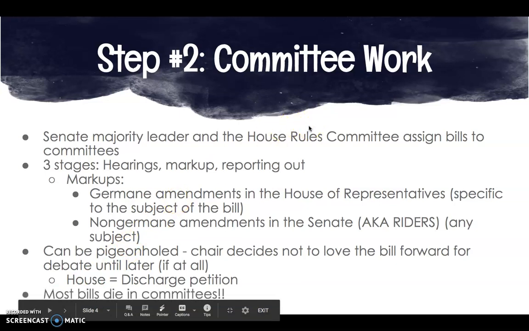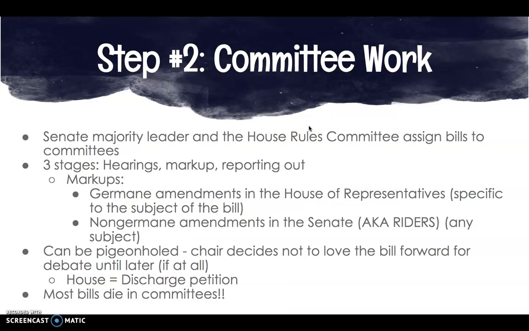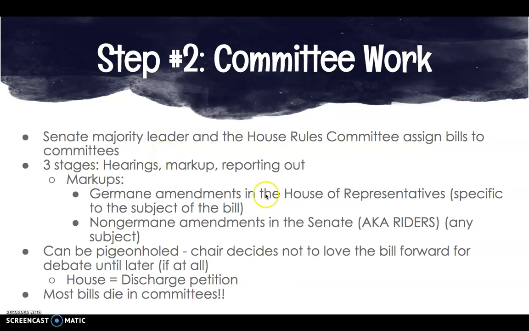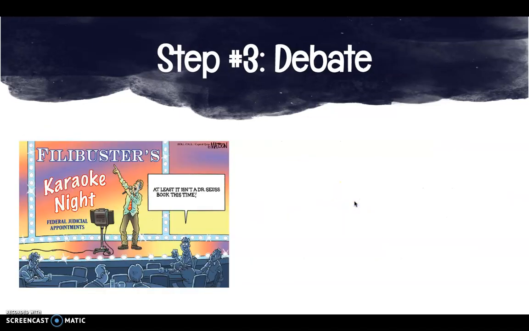Now, something to note, most bills will die in committee. Most bills do not make it out of this phase because of disagreements or amendments, whether it's being pigeonholed, the summary or the hearing doesn't go as planned. So most bills do not make it out of this spot. But let's say that it does.